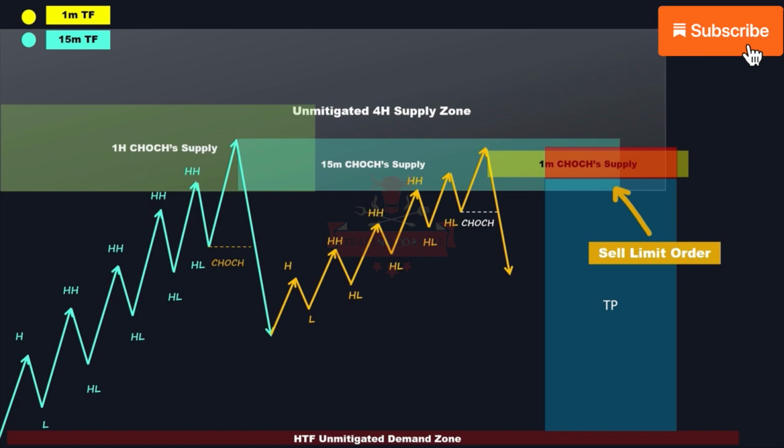As for the take profit, we have the option to target the unmitigated demand zone on the higher time frame like 15 minutes or 1 hour, or the swing low of the current time frame. These steps will help us execute an ultra-conservative entry with a well-defined risk-reward ratio.